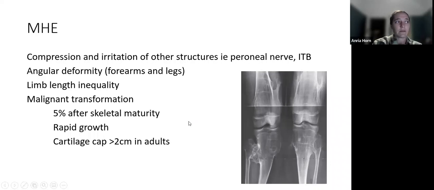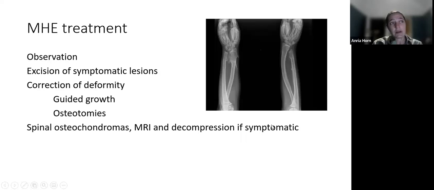So malignant transformation is only 5% after skeletal maturity, and it is characterized by rapid growth of the osteochondroma, and then on MRI, a cartilage cap of bigger than 2 centimeters in adults. The treatment is mostly observation, excision of symptomatic lesions, correction of deformity, which you can do with guided growth or osteotomies. And then with the spinal osteochondromas, if it causes symptoms of radiculopathy or spinal stenosis, then it can be complicated as well.